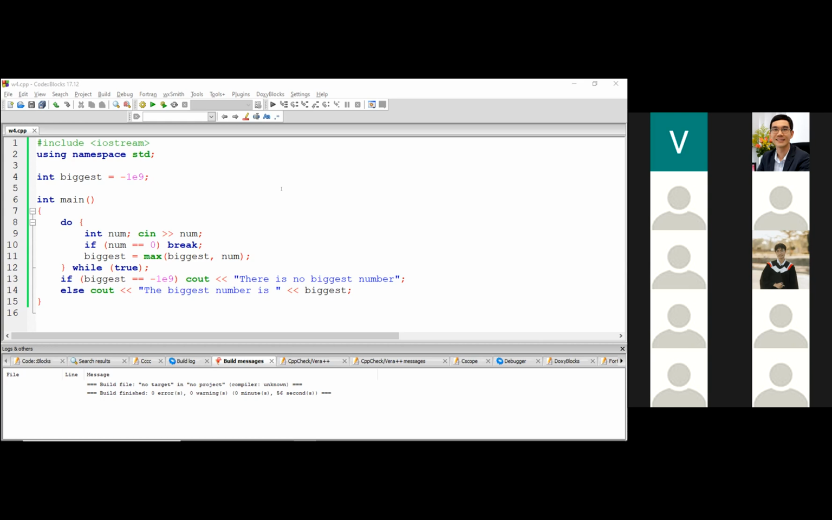Everyone else. Hoài Nam mentioned that when using the max function, you have to include the algorithm library. Yeah, actually it depends on the compiler. Some of them require the library included. Some others may already include it by default.